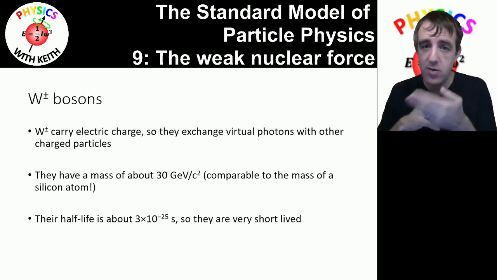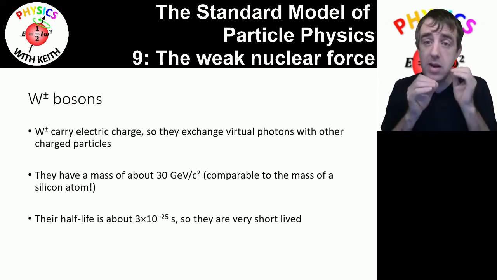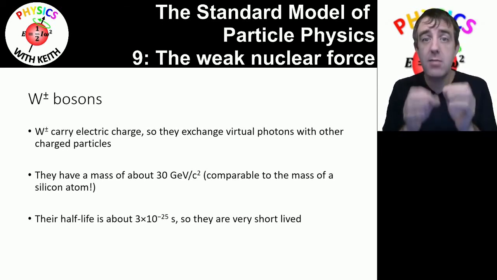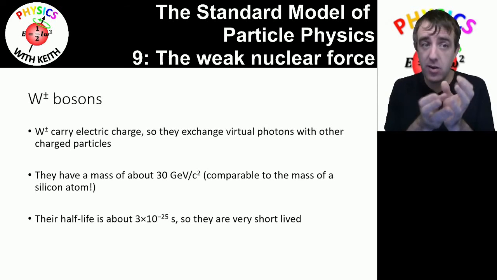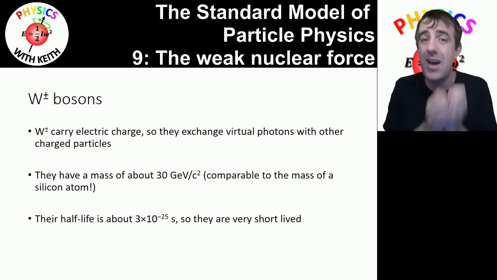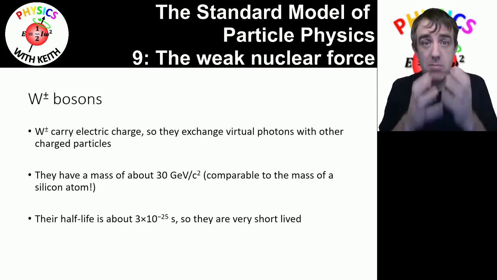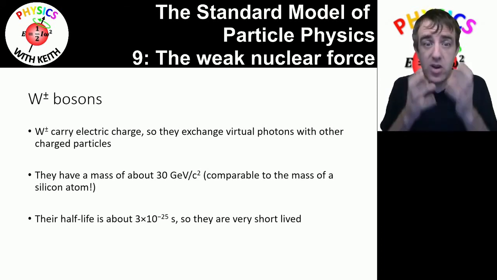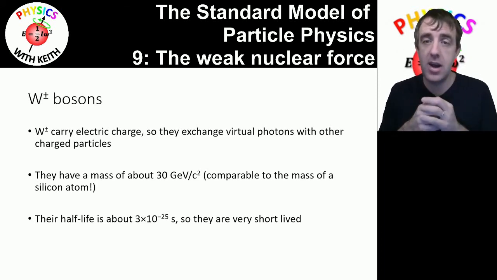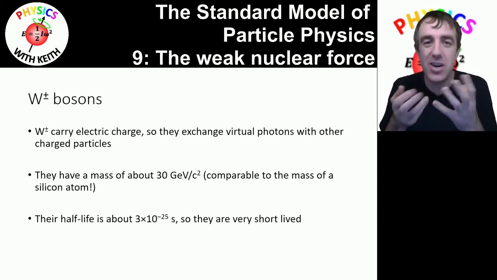The comparison I've used here: this is a W boson, a particle that can be emitted by a fundamental particle, but the W boson has a mass comparable to the mass of a silicon atom. That seems almost unbelievable, that you could have, for example, a muon emitting a particle which has more mass than a silicon atom. The muon doesn't have that much mass. So where does that mass come from? Where does that energy come from?